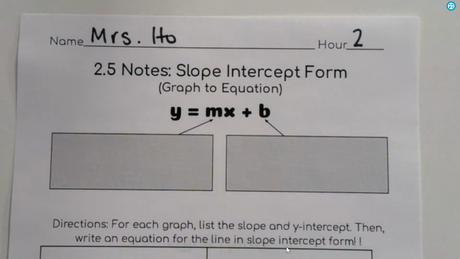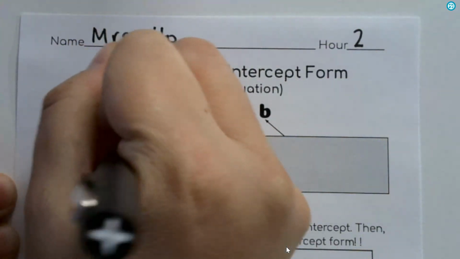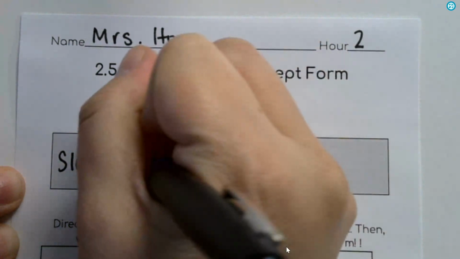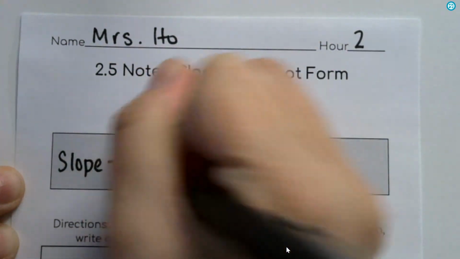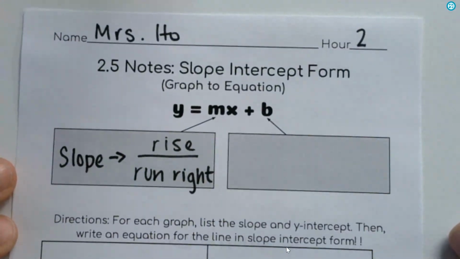In slope-intercept form, what does my M stand for? Slope. Okay. And I'm going to put a little note there to myself. I made these boxes a little bit bigger. That it's rise over run, right? So count your rise over your run to the right.